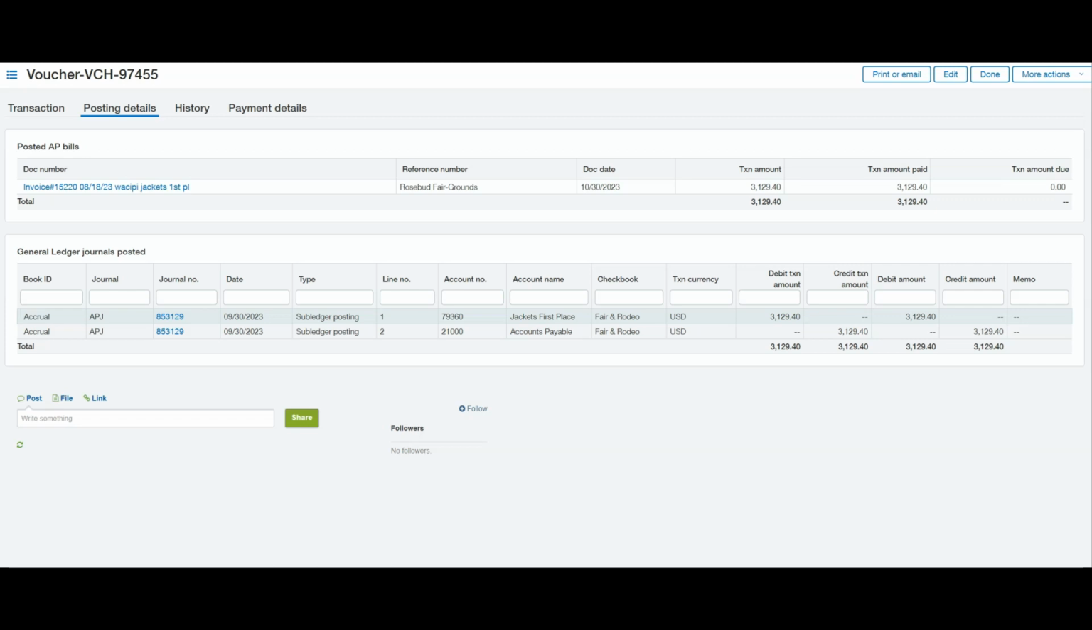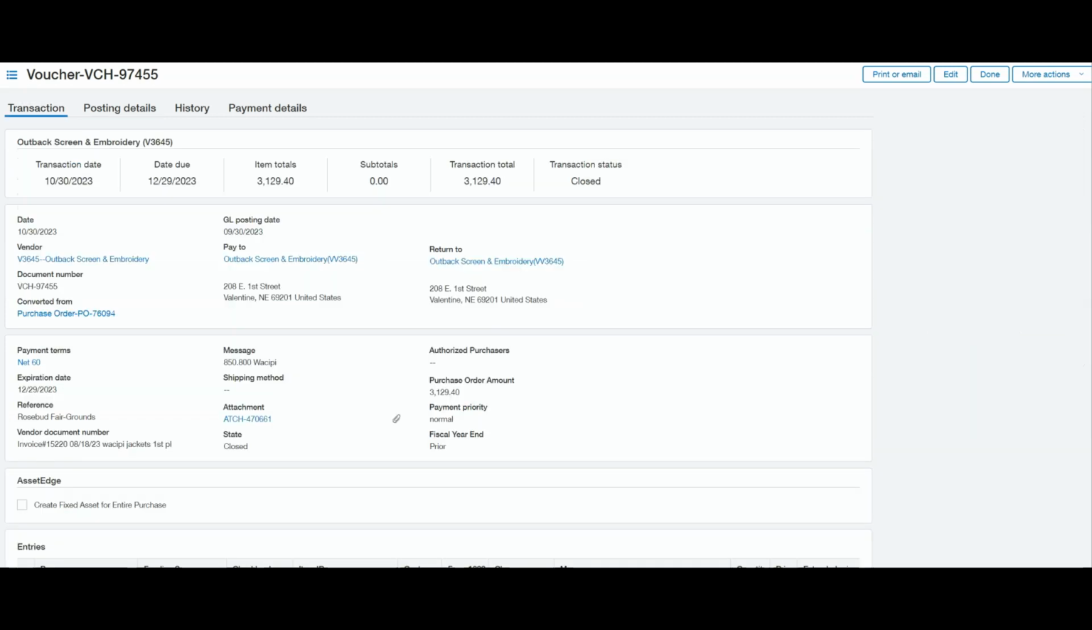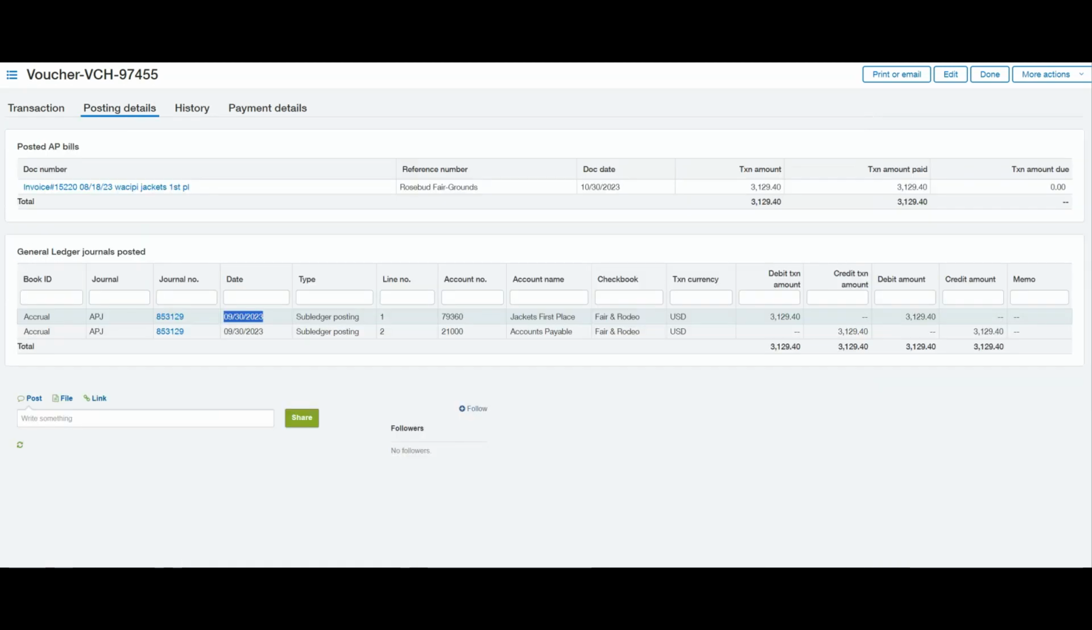Inside of the accrual book, it's using the accounts payable journal. There is the journal entry number, the date the transaction is posting to, which we can see back from here. The general ledger posting date is 9/30. There is the expense account number that is being debited $3,000 for the purchase. The accounts payable account is being credited for the same amount.